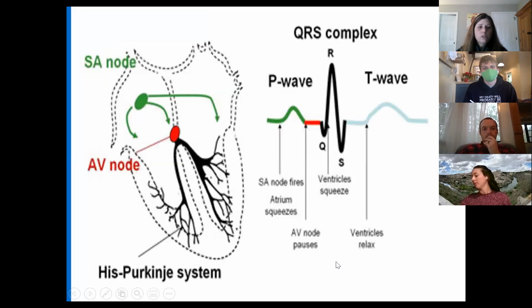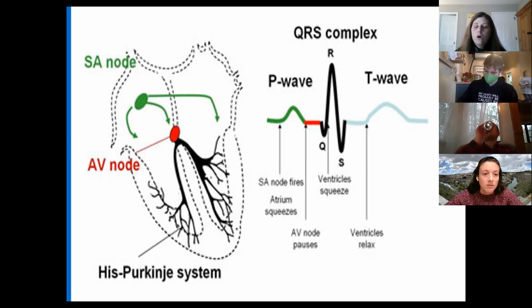All right. I like this picture. I think I stole it from your book. I can't tell you what page, but I believe I took it from there. So the SA node, everyone should see that toward the top left of your screen in the green. The SA node is the heart's pacemaker. It's going to fire, the atria are going to contract, and that's going to create the P wave on the EKG strip. So you see how the green SA node on the left matches up to the green P wave toward the middle of your screen. SA node fires, the atria squeeze.